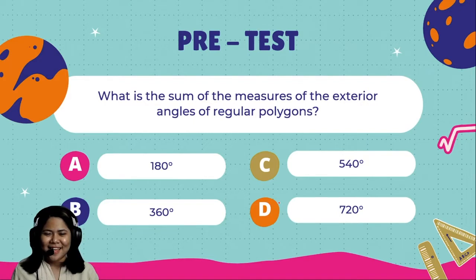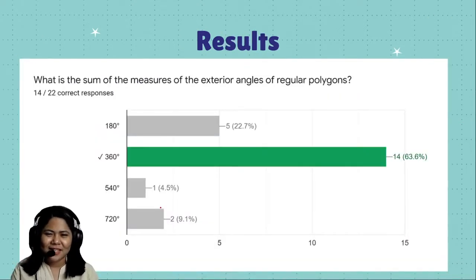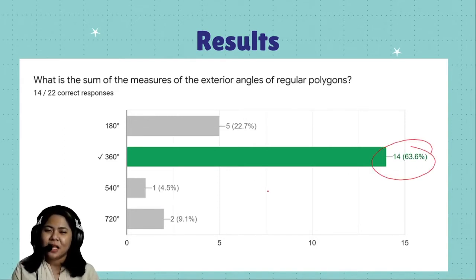So, tignan natin ha. Ano nga ba ang tamang sagot? Ang tamang sagot ay letter B, 360 degrees. If you got it correctly, isang puntos muli para sa'yo. Tignan ulit natin ang chart. And based from the chart, 14 out of 22 responses, or 63.6% of the respondents got the answer correctly.